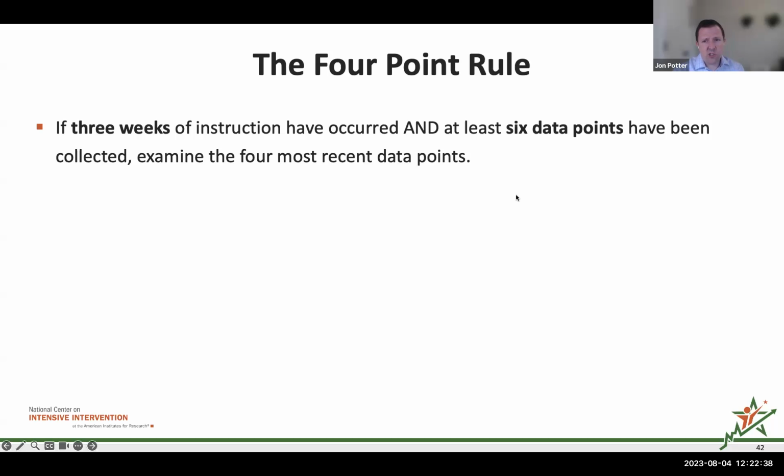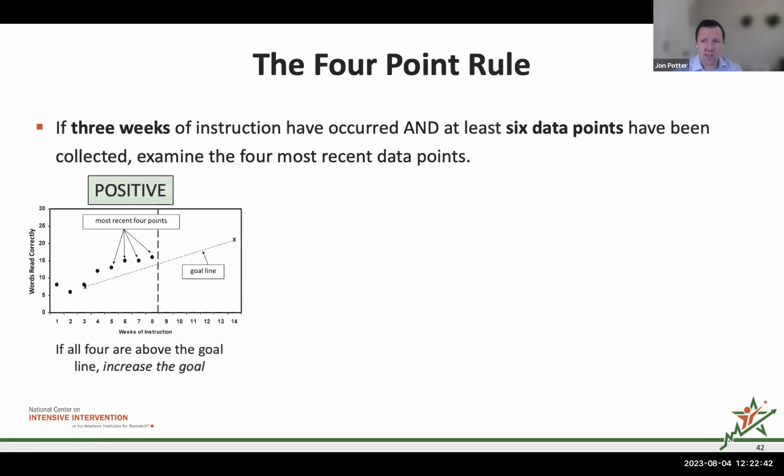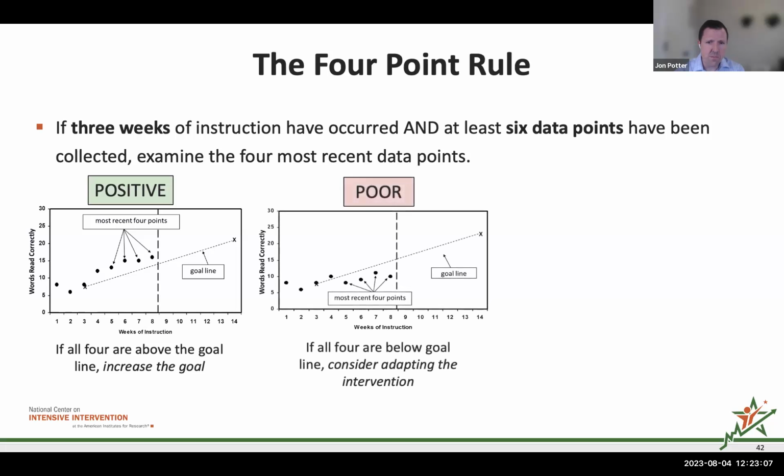But so 3 weeks of instruction, 6 data points, we will look at the most recent 4 data points, and we'll look at that against the goal line. And so if all 4 points are above the goal line, I would say kids are on track. That's a positive. We can either increase the goal if the goal is not ambitious enough. But again, if the goal is at the benchmark, I would say this kid's on track, continue doing what you're doing, and maybe consider exiting the student at some point. But this is what we want to see, the last 4 points above the goal line.